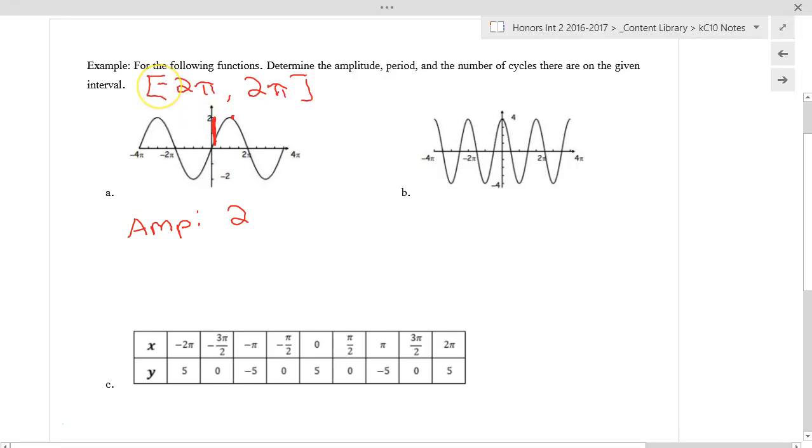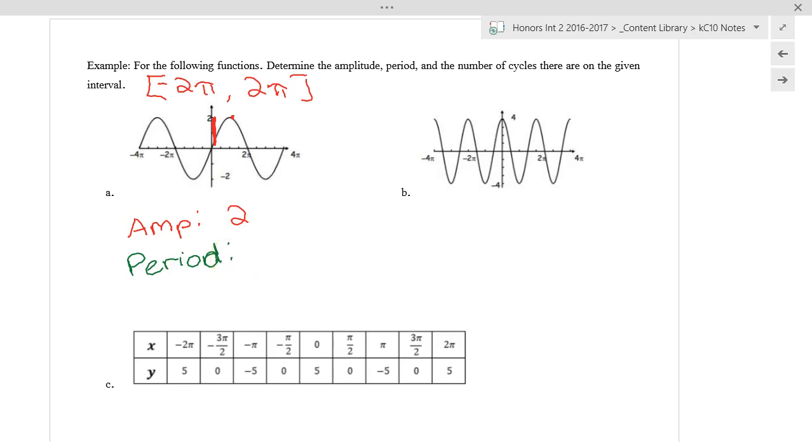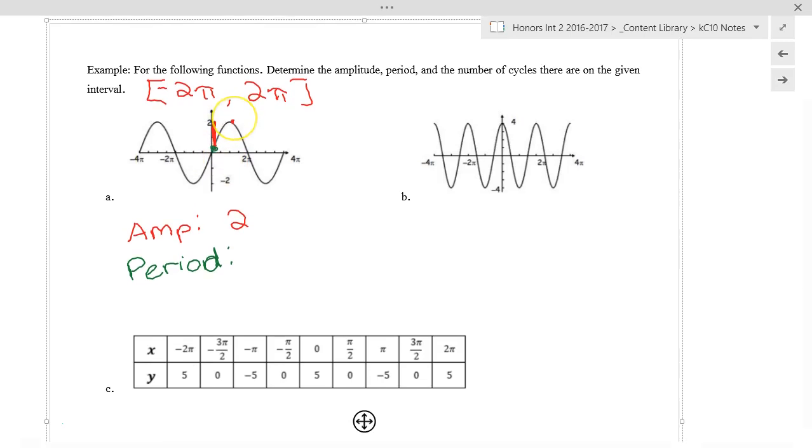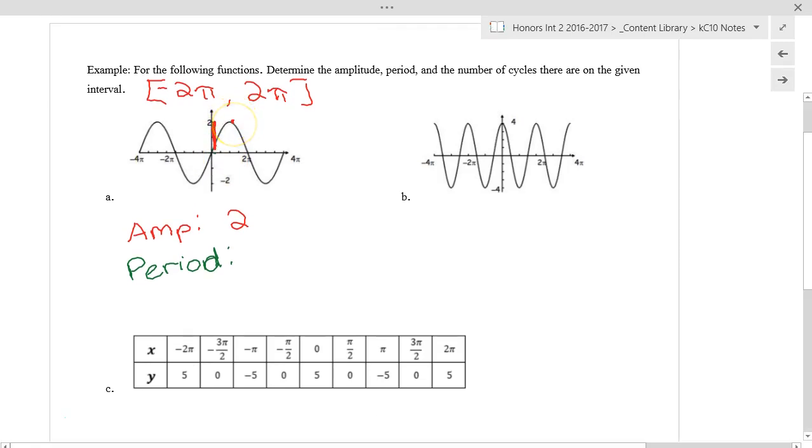My period. Well, I want to see how long it takes me to get back to the same point. So I have to go through the cycle. 0, max, 0, min, 0. So I started my cycle here, I end my cycle here, from 0 to 4 pi. So my period is 4 pi. Okay.